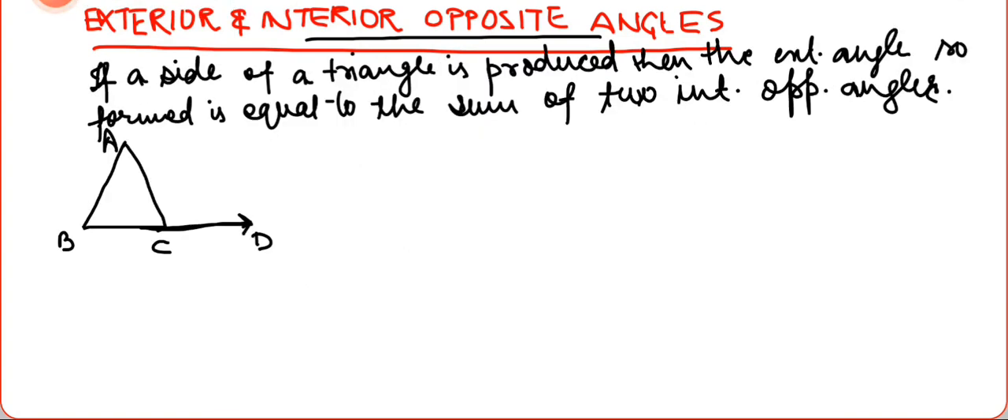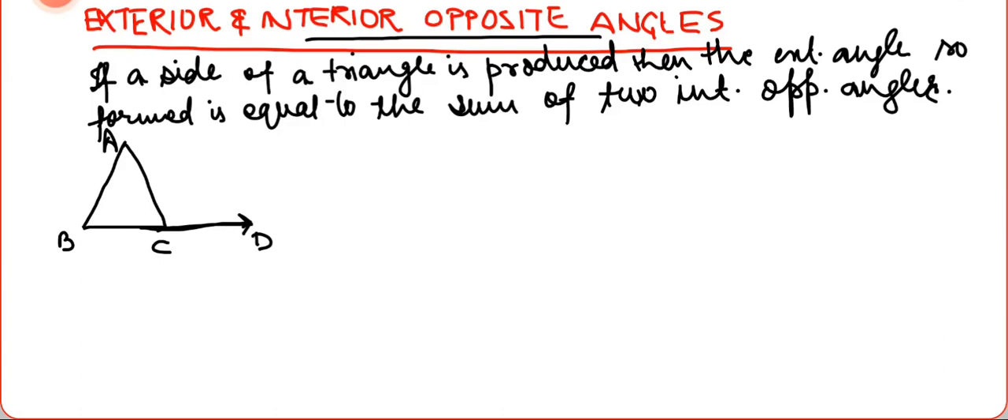Now, the theorem is on the screen, students. The statement is written: if a side of a triangle is produced, then the exterior angle so formed is equal to the sum of the two interior opposite angles. So we will prove it. Now let us understand the statement first.